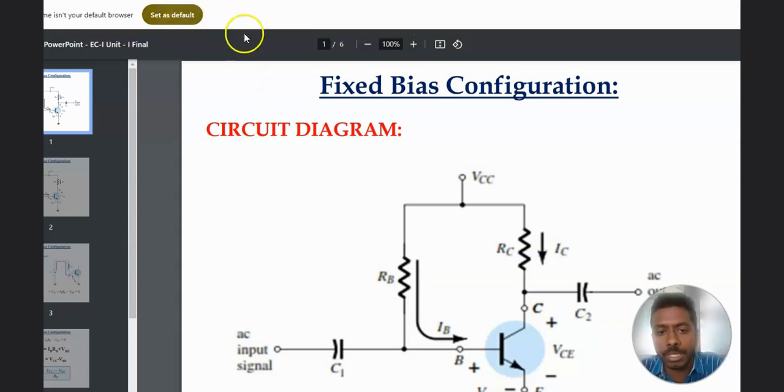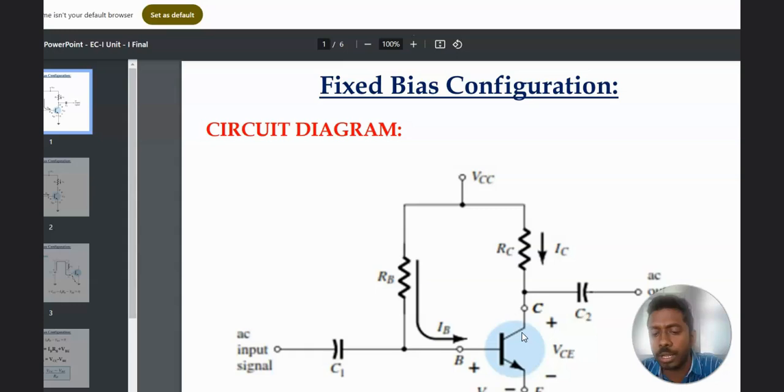Here, the term fixed bias, what it means is nothing but that the base resistor RB is connected between the power supply and the base of the transistor. Thus, this RB acts as a biasing resistor to the transistor. Here, the term bias is nothing but an external DC power supply given to the base of the transistor to make the transistor operate in a particular region.